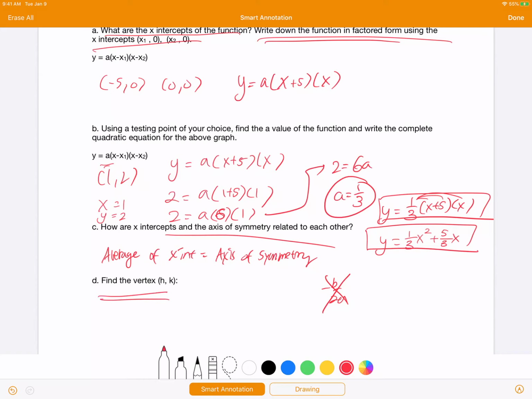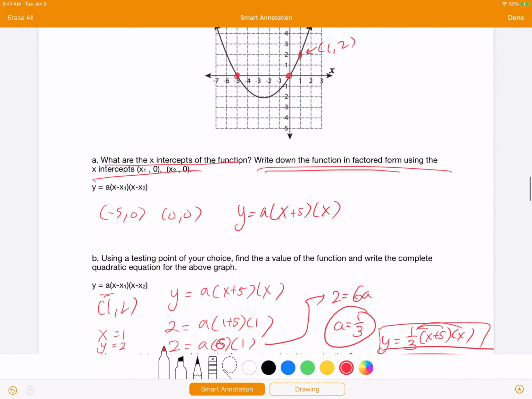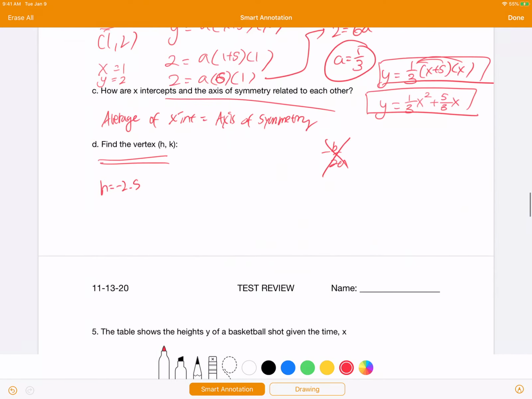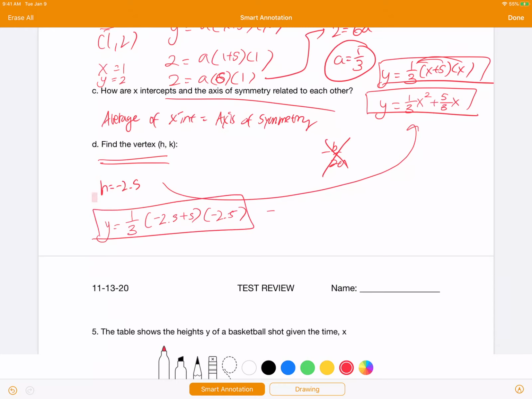All right, so now I want to find the vertex (h, k). So the vertex (h, k) here would be to just find the average of the two x-intercepts, which will happen at negative 2.5. So at h equals negative 2.5, you just have to simply plug that into the calculator, so into the function here. To find the k value, I would say y is equal to 1/3 times (negative 2.5 plus 5) times negative 2.5. So this would be the equation that you would use to solve for it.